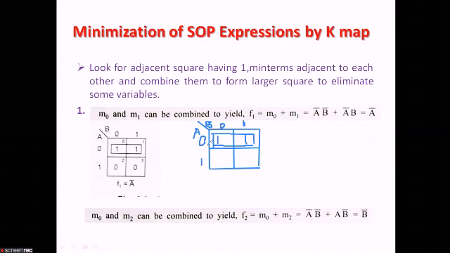Now look for the values. This one has the value A bar B bar, that is 0 is common. Here also the value is A bar B, that is A bar is common. So the answer here is A bar. I hope this is clear. As A is common, the value of A here is 0, so the answer will be A bar. Now let us go to the next one.